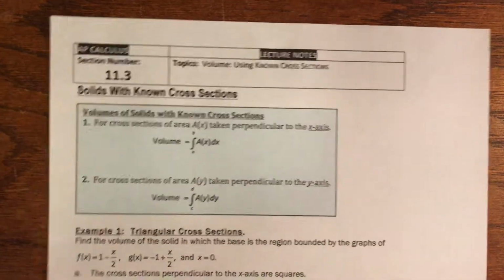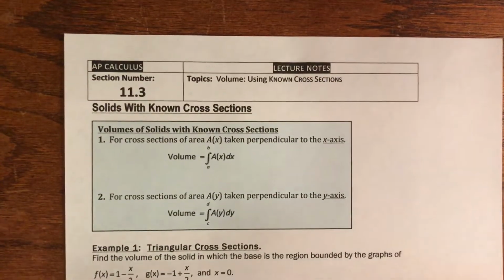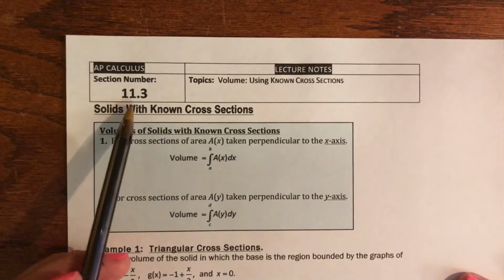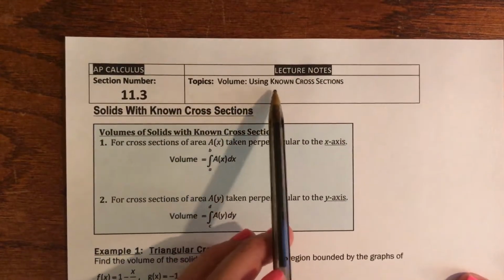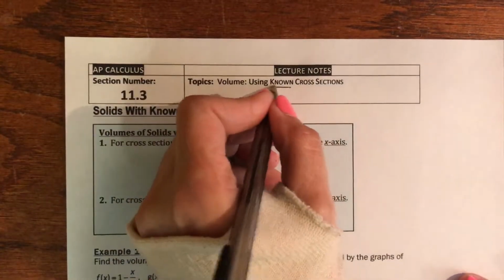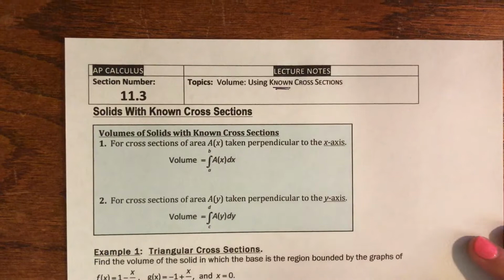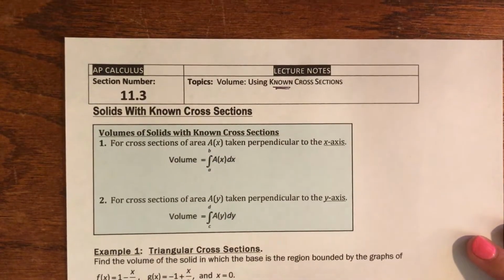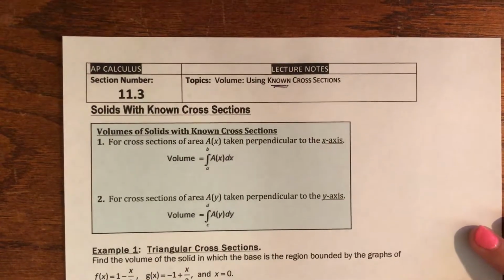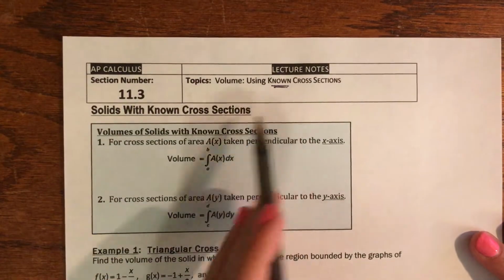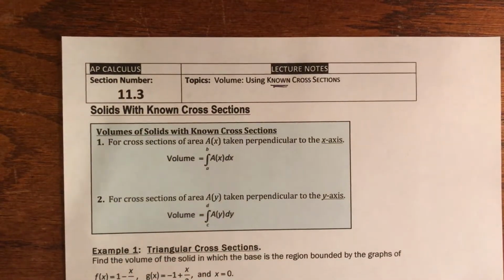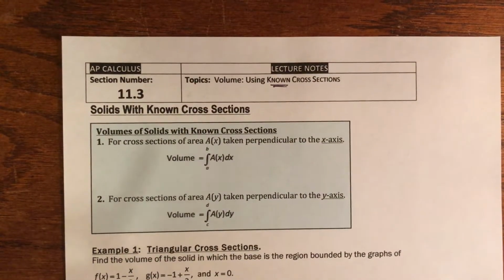Alrighty guys, we are on our last video notes. 11.3, this is volume using known cross sections. Known really just means that it's going to tell you which type of shape that we are going to be dealing with. So the three that we're going to be seeing are squares, semicircles, and equilateral triangles. Okay, so this is an extension of the disc and washer volumes, except now it's different cross sections.